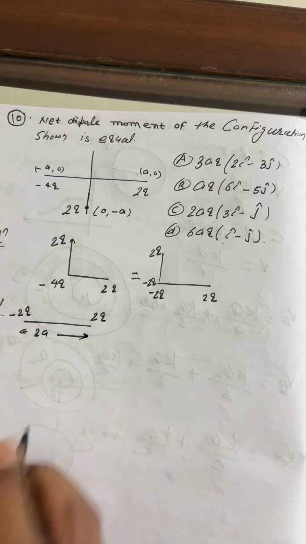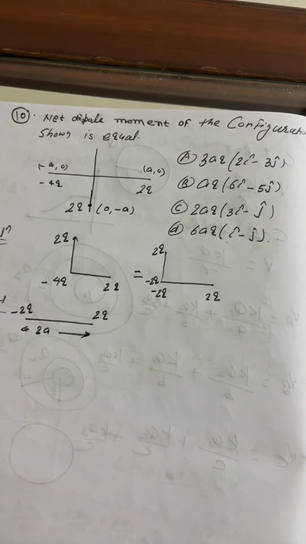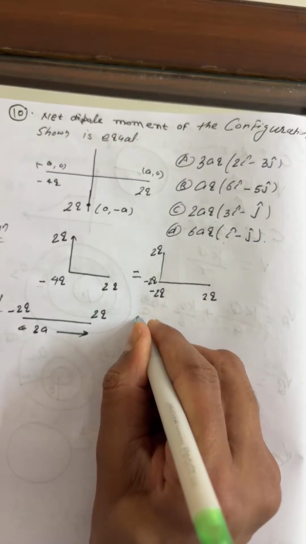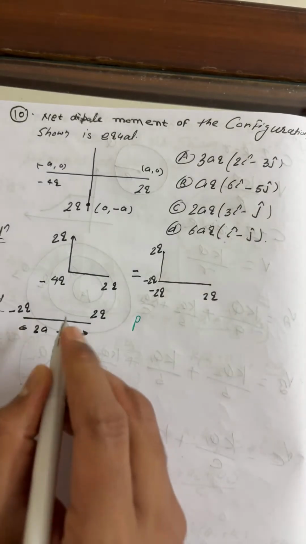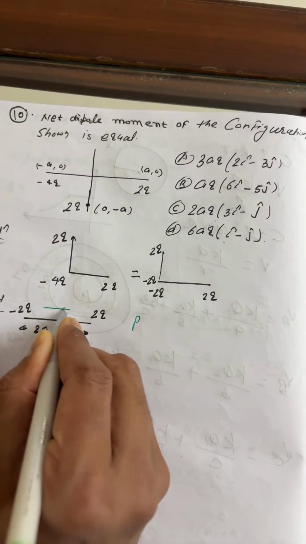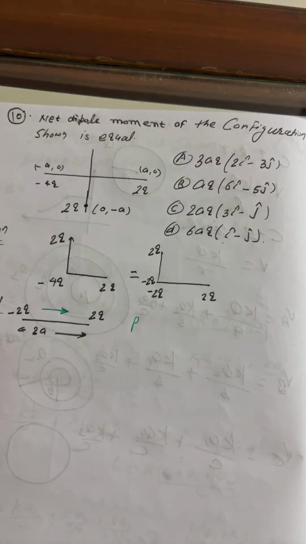I'll go slowly so that you can understand. It's a very good point which I'm going to discuss. I hope all of you remember: let us suppose the dipole direction. Always, students, the dipole direction is taken from negative to positive.